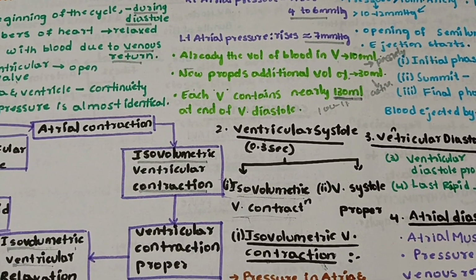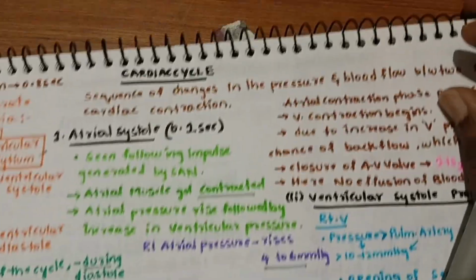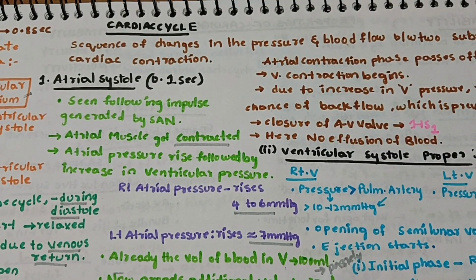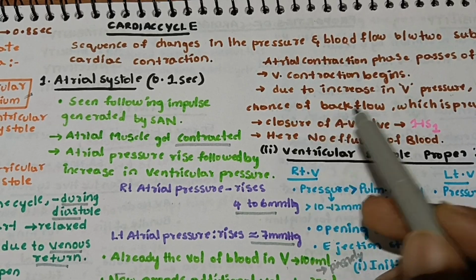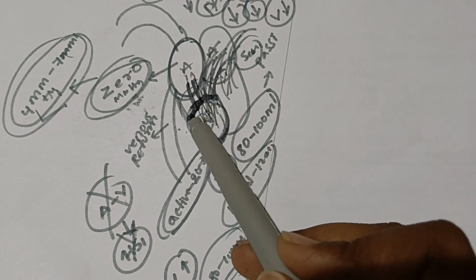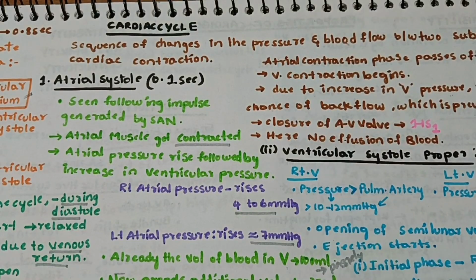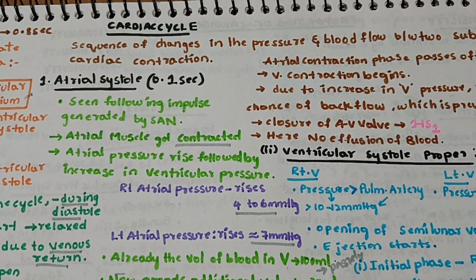Pressure in the atria falls, as the atrial contraction phase has been completed. When the ventricular systole started, at the same time atrial contraction stopped. Now, due to increase in ventricular pressure, there is a chance of backflow, which is prevented by the AV valves closing.